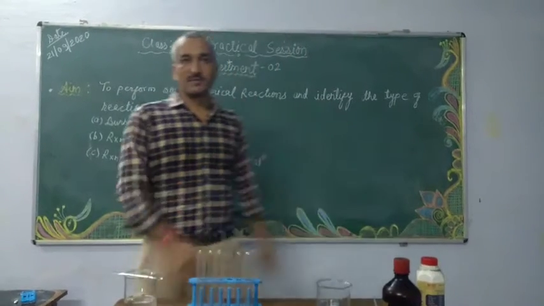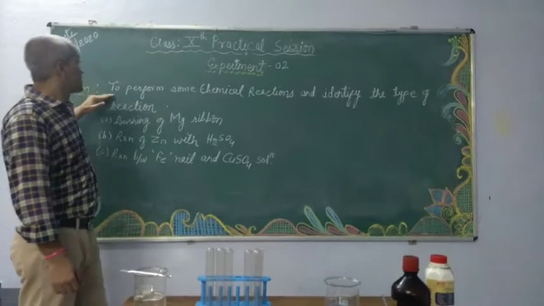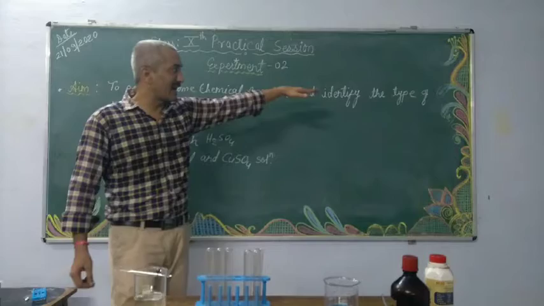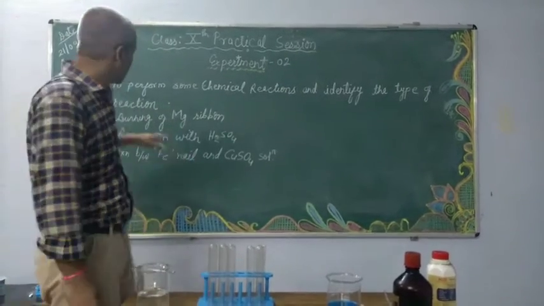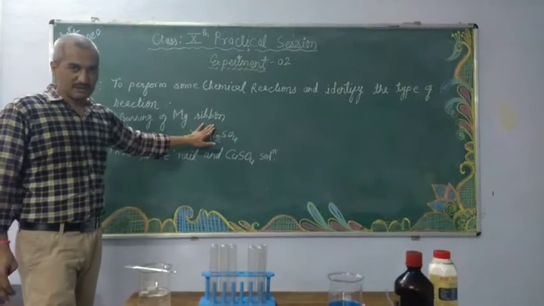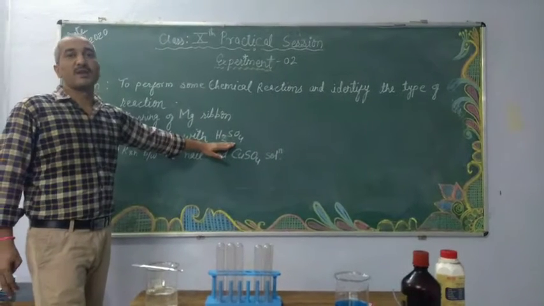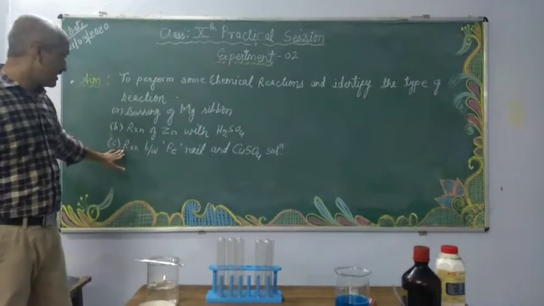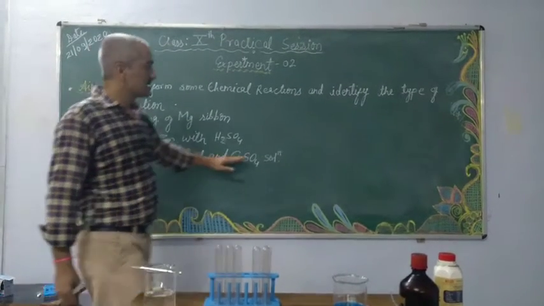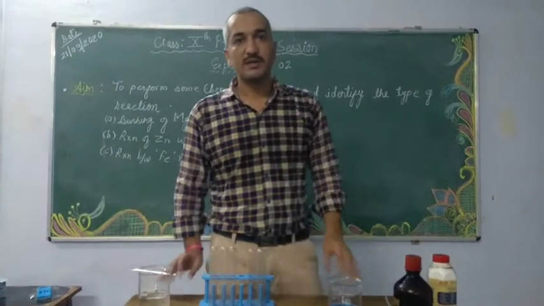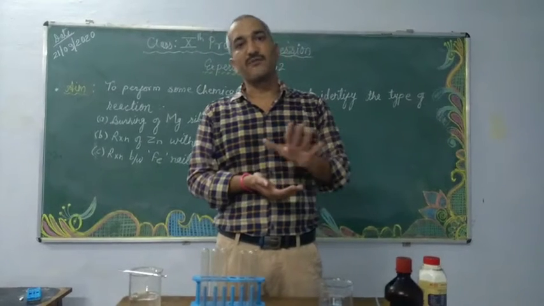So for our second experiment, the aim is to perform some chemical reactions and identify the type of reactions. And what kind of reactions will we perform today? Burning of magnesium ribbon, then reaction of zinc with dilute sulfuric acid, then reaction between ferrous, that is iron, and copper sulfate solution. Got it? These reactions we will perform, and you have to identify the type of reaction involved.